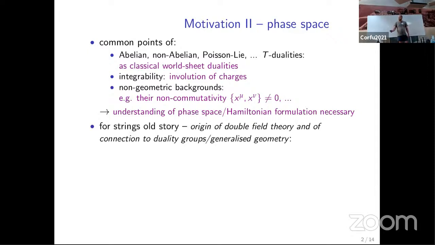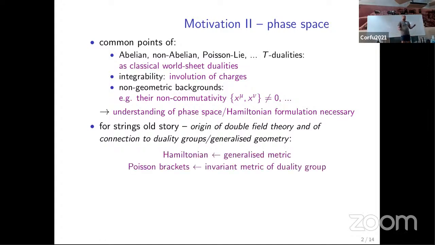For string theory, this is an old story, looking at the Hamiltonian formulation, and this is also something like the origin of the connection of these duality groups to string theory. How this roughly works, I will explain in more detail later, is that the so-called generalized metric of a generalized geometry corresponds to the Hamiltonian, and the so-called invariant metric of the duality group will define the Poisson brackets.